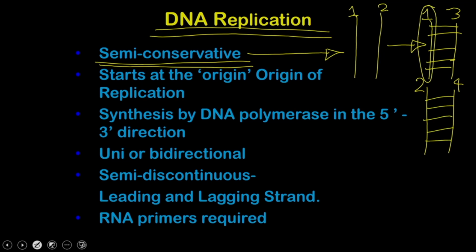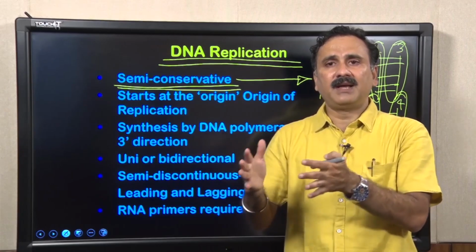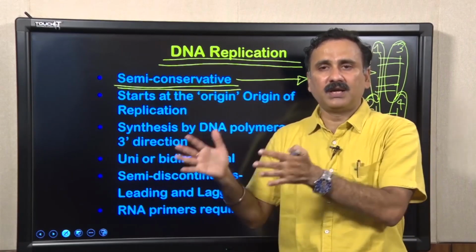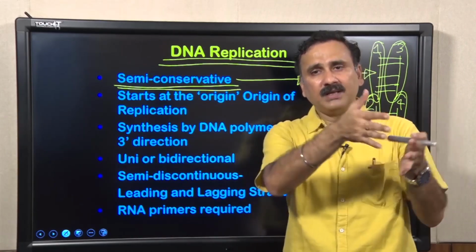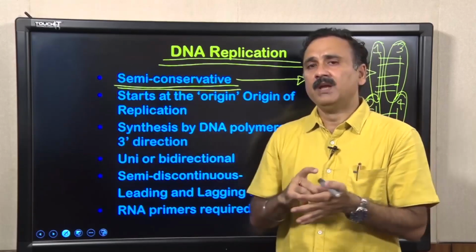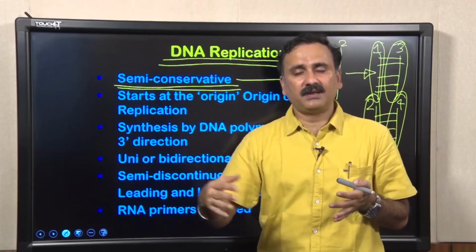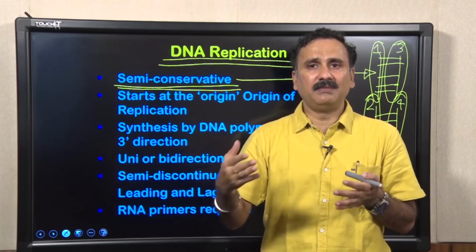So, 1 and 2 are coming from the parents, whereas 3 and 4 are the newly synthesized strands. This means the information in the original DNA is going to be divided into two, and that is why it is not conservative, which means it is not going to make pairs like 1 2 and 3 4; it is going to make pairs like 1 and 3, and 2 and 4. So, that is the semi-conservative mode of replication.